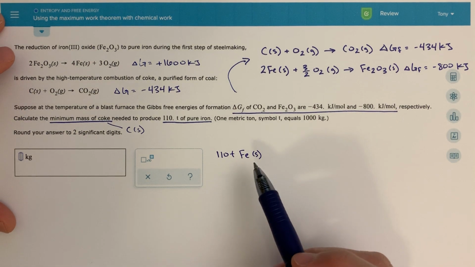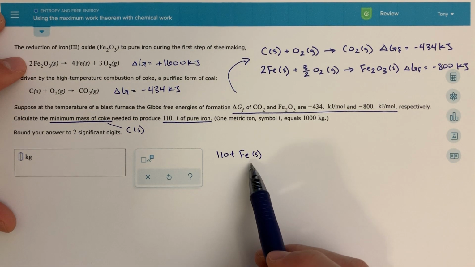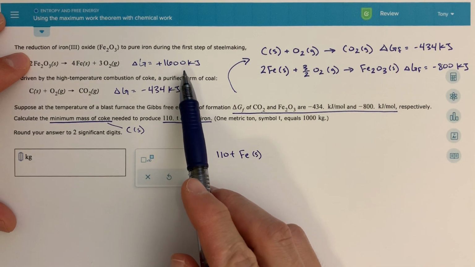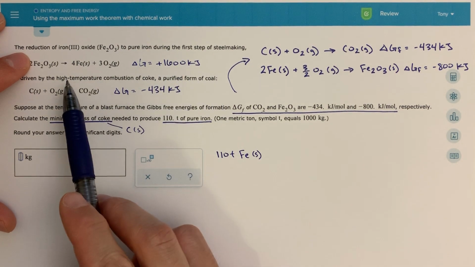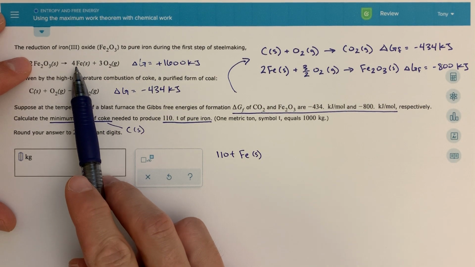So I want to figure out how much energy it is going to take to form these 110 tons of iron. I know that in this top reaction, I'm going to be forming iron, and I know how much energy it takes to do that. It takes 1600 kilojoules to form 4 moles of iron. Keep in mind, these coefficients are very, very relevant.